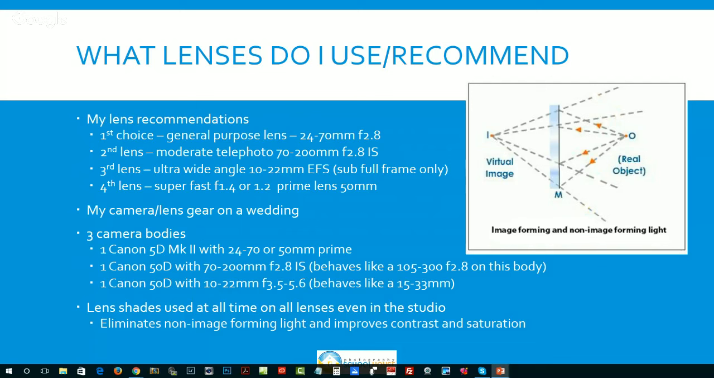Camera bodies, the three that I hung around my neck, although the versions changed over the years: Canon 5D Mark II with the 24 to 70, Canon 50D with the 70 to 200, and a 50D with the 10 to 22. I do believe in lens shades being used at all times on all lenses, even in the studio.